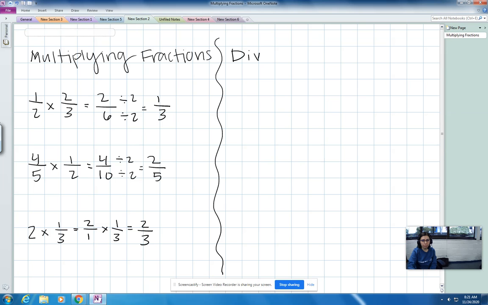Okay, now let's talk about dividing fractions. So when we divide fractions, we do this special trick that actually turns our division problem into a multiplication problem, which means we can use what we've already learned over on this side. The special trick we use is called keep, change, flip. So I'll show you what that means in our first example.